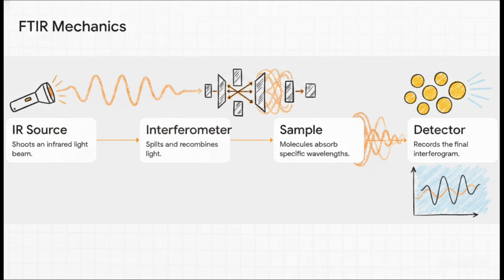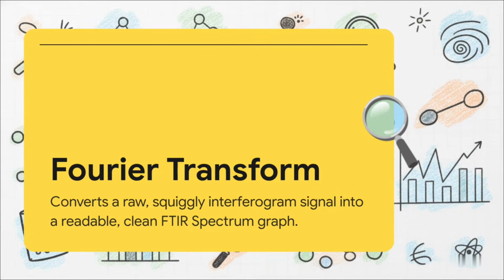Let's just say it's a cluster of gold nanoparticles. Now, the molecules in that sample will absorb specific wavelengths of the light based entirely on their chemical bonds. Whatever light isn't absorbed simply passes straight through to the detector, which records the final signal. But here's the catch. What actually hits that detector is a raw, squiggly wave called an interferogram. To the human eye, it just looks like a completely messy jumble of noise.